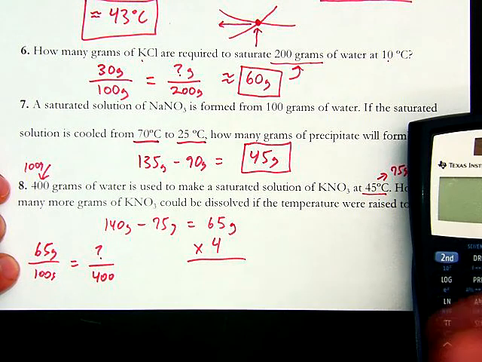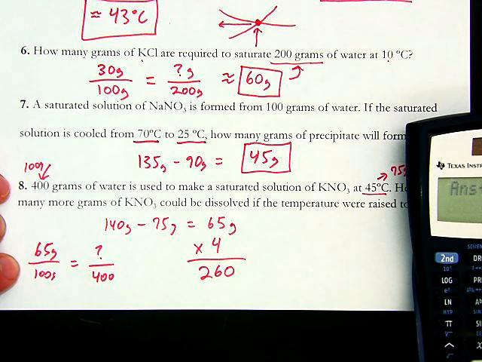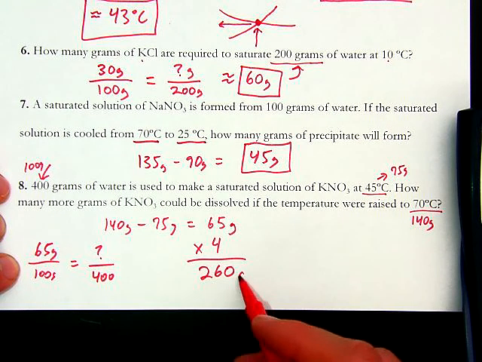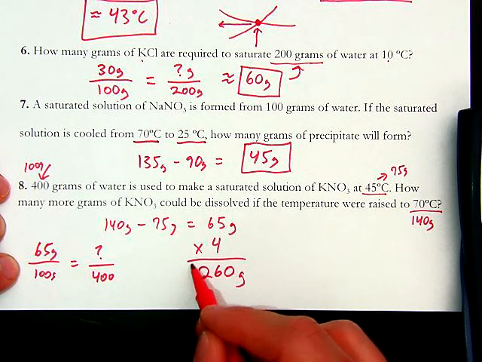So really 65 times 4 gives us 260, right? So 65 times 4, that is our answer.